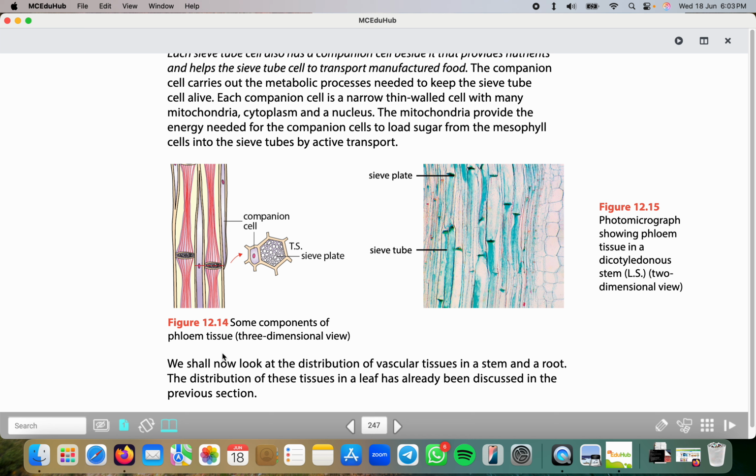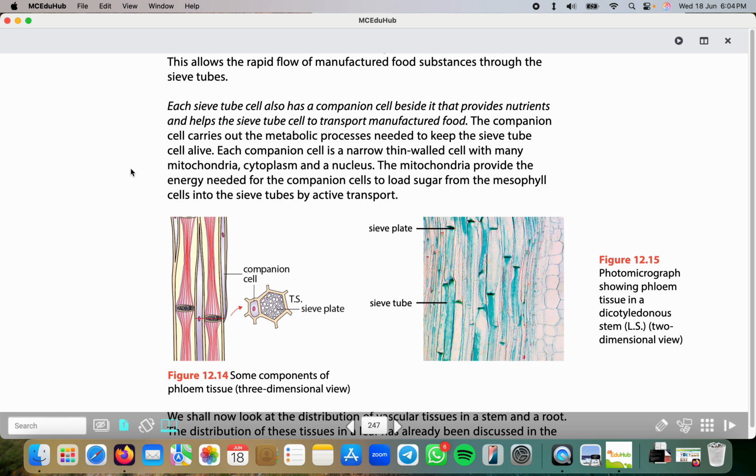But if the plant is really in need of food, maybe it's not able to do photosynthesis in the winter, then it could go the other way. It could move food substances from the storage organs in the roots all the way back up to the leaves again. But how does it do this? It has a companion cell, as you see in this purple with the nucleus over here. This companion cell carries out the metabolic processes that are needed to keep the sieve tube cell alive.